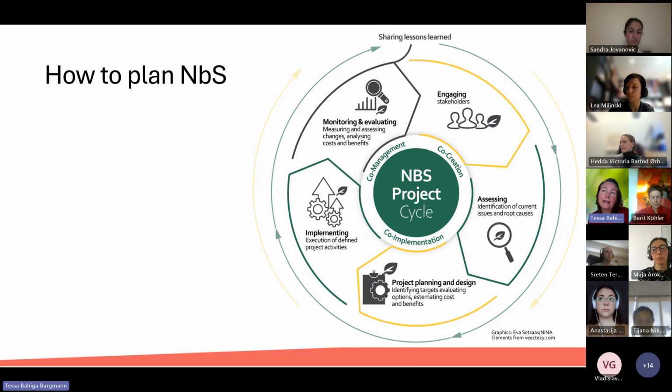And one of those helps is the nature-based solution project cycle itself. This is always very useful for me to think about when you're planning an actual project on the ground. So you start off at the top with engaging stakeholders. You identify who is important within your area. And then you assess current issues and root causes, and then you start planning and project design. And only then do you implement.